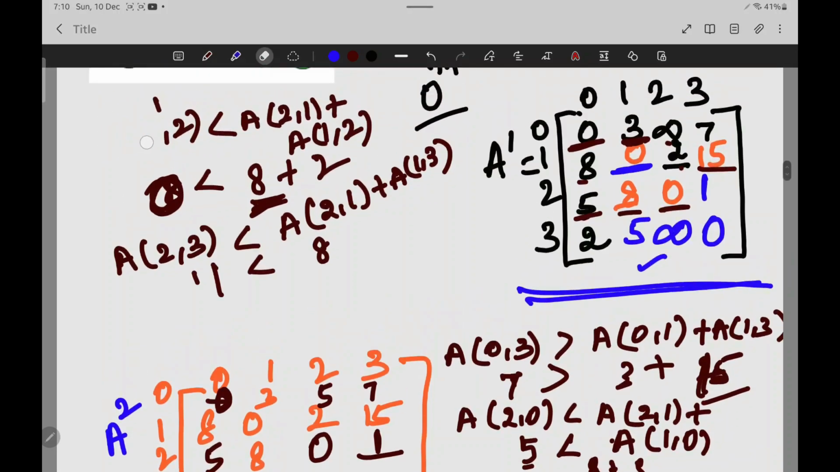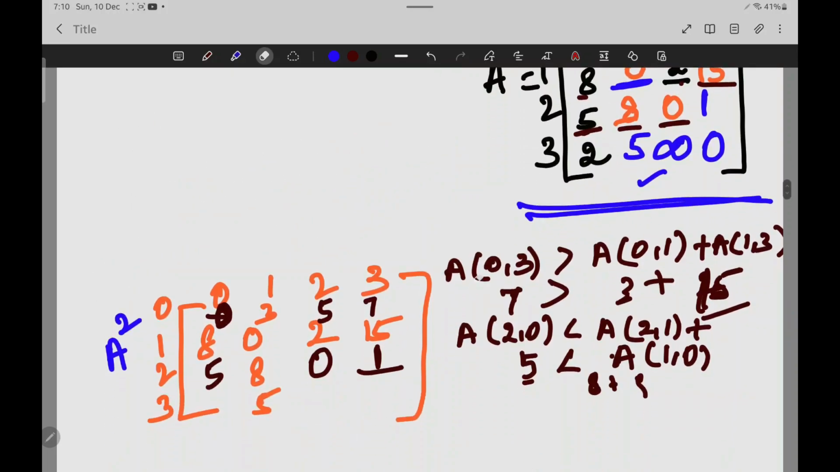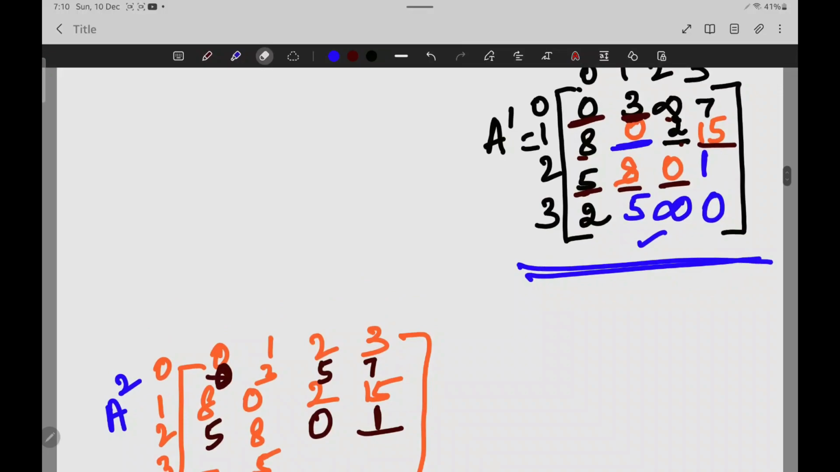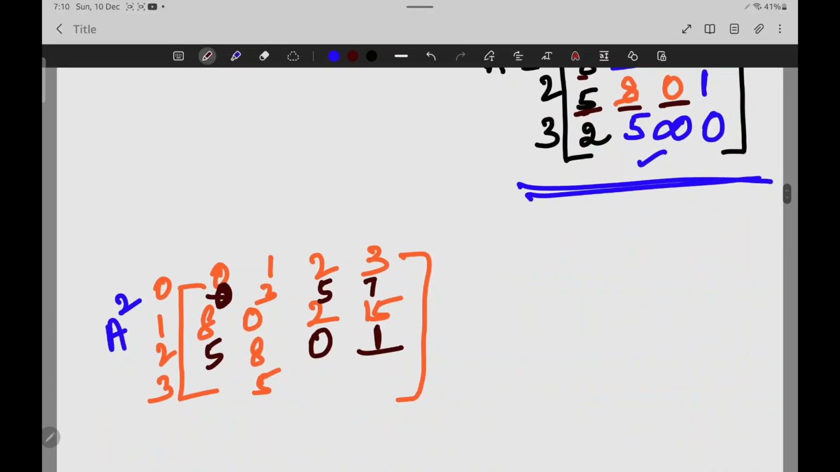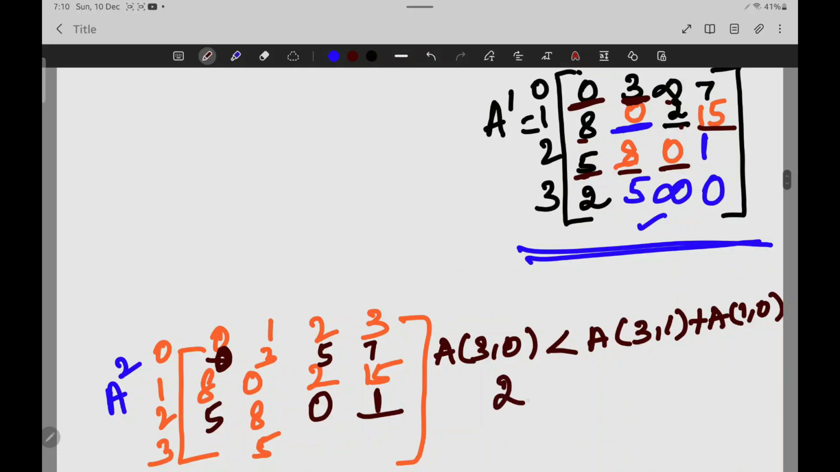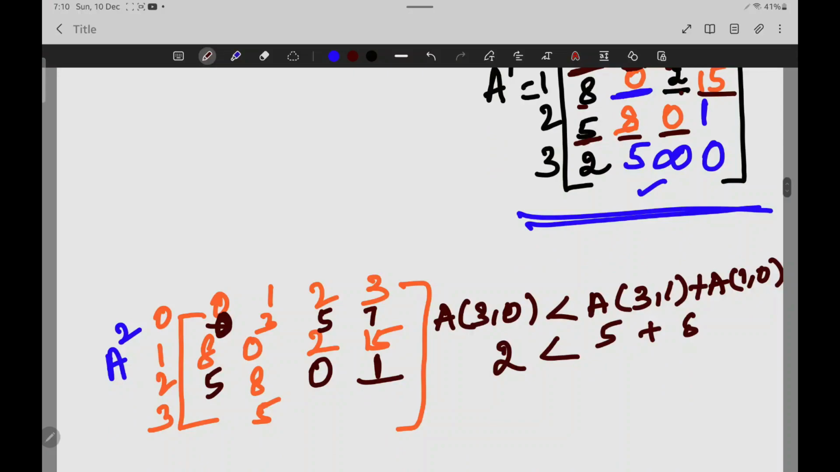So now we need to find the value for 3 comma 0. So 3 comma 0 and the remaining value we need to find it out by using this previous matrix. So what is the value? A of 3 comma 0 via 1. So 3 comma 1 plus a of 1 comma 0. So what is the value of 3 comma 0? 2. 3 comma 1 is 5. So definitely it is becoming maximization. 8. So we will have the previous value itself, 2.